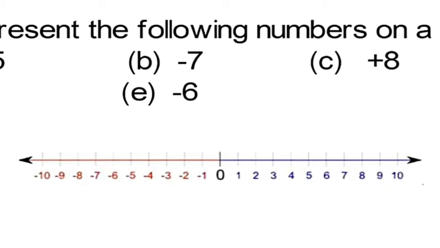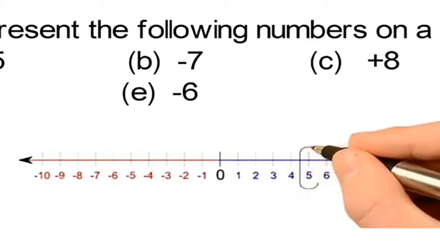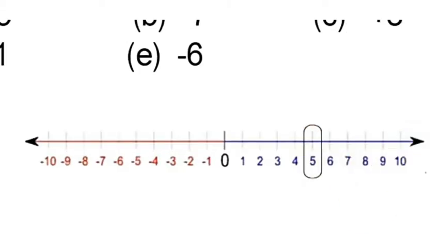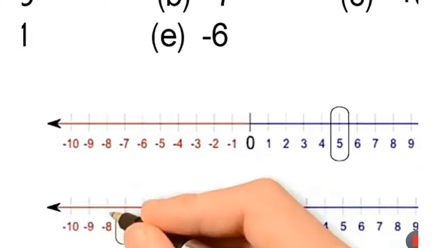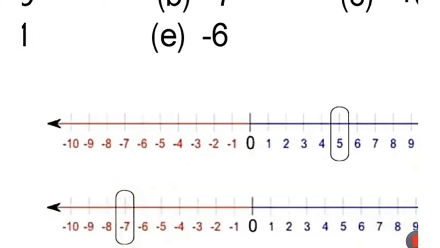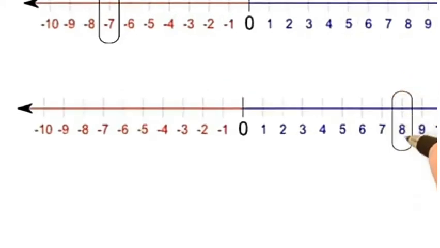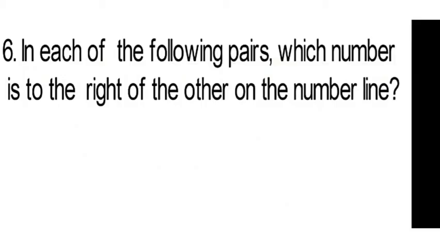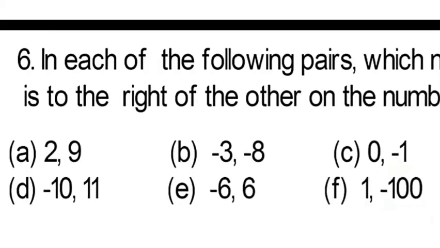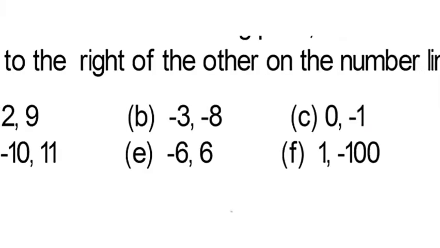Now refer to the question. First one was +5. So you circle the +5 which is on the right side of 0. Next is -7. So you circle the -7. Next one is +8. +8 is to the right side of 0. So circle the +8 and so on. Next we will see question 6. In each of the following pairs, which number is to the right of the other on the number line?